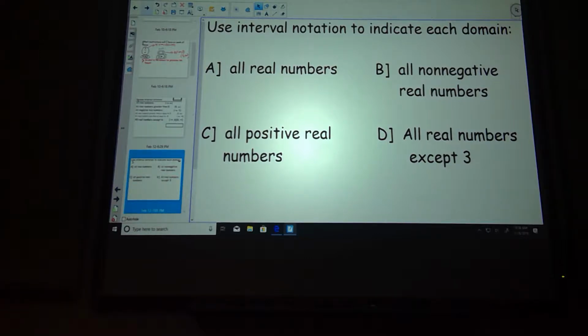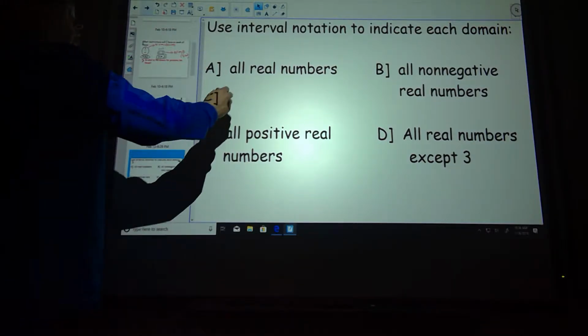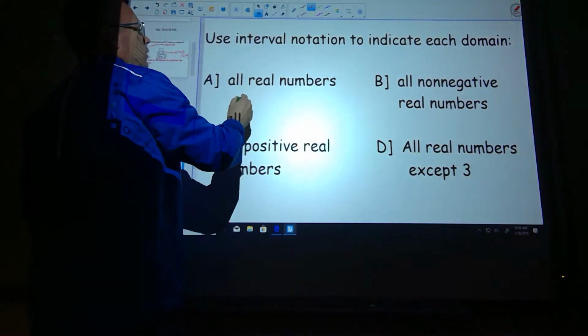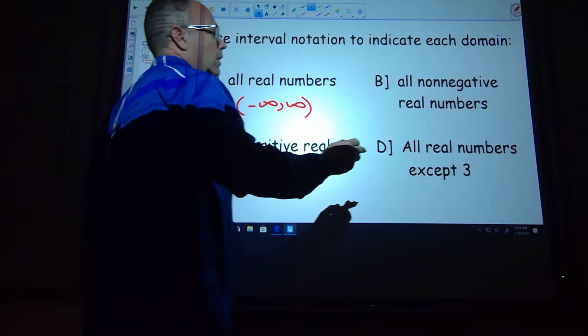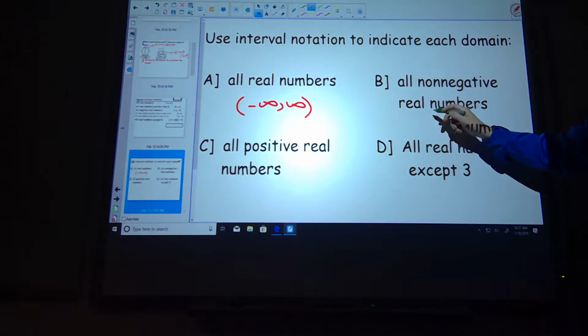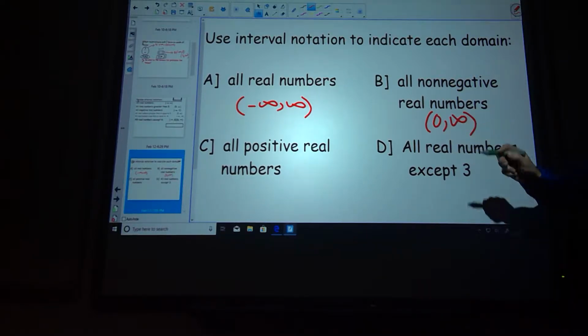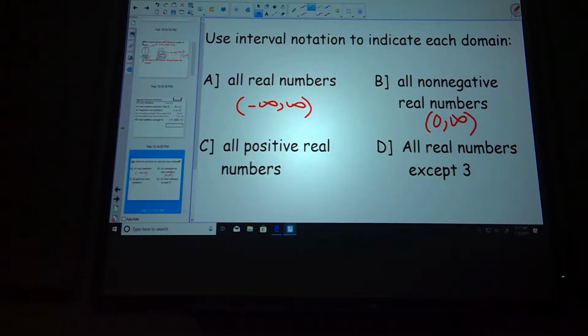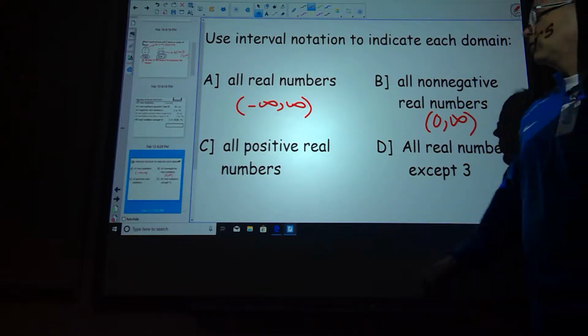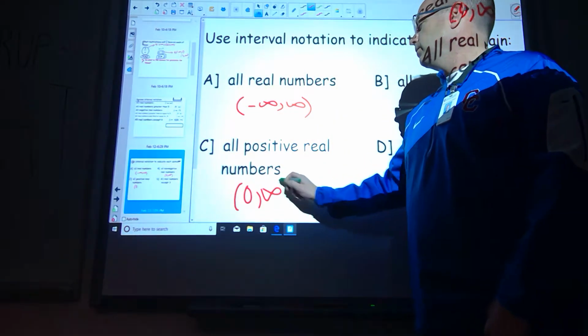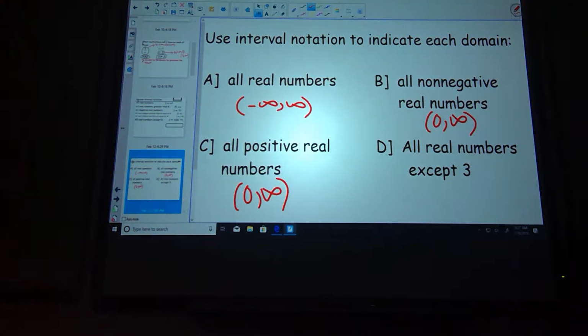All right, so use interval notation to talk about each domain. So negative to positive infinity. All non-negative real numbers. So non-negative, I would start at 0 and go to infinity. Why am I not including 0? 0 is not a signed number. Okay? All positive real numbers, same idea. So all non-negative real numbers and all positive, that's all the same.